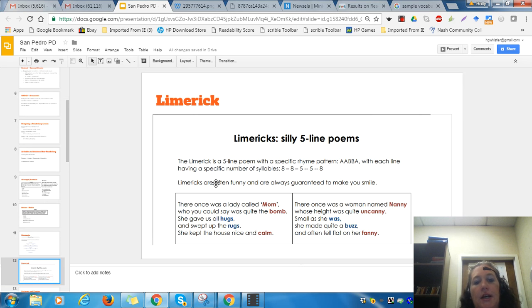Limericks are fun. A limerick is a 5-line poem with a specific rhyme pattern, and each line has a specific number of syllables. Kids like these because they're funny and they always kind of make you grin. So this is really great for history and science too, because you could say there once was an animal named zebra, right? So you could have them do it related to animals or insects, flowers, anything like that. You could also do it for history. There once was a man named Gandhi, right?